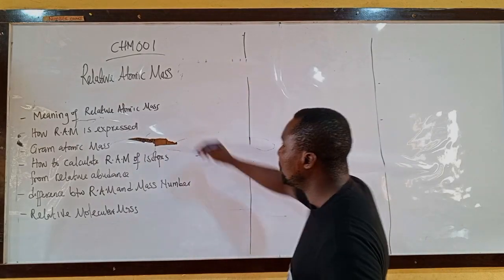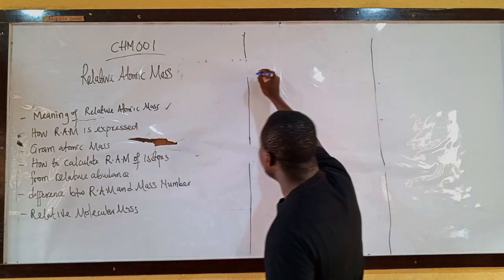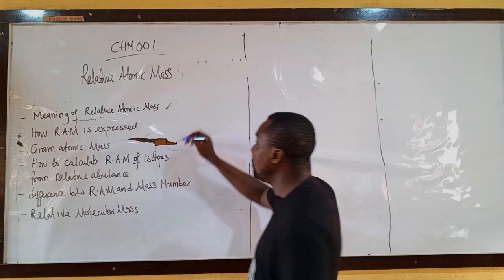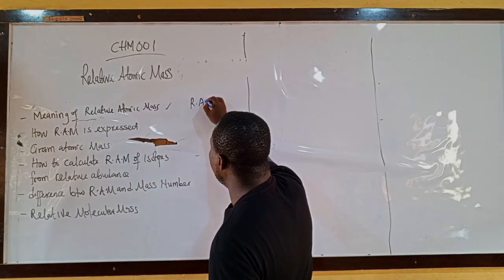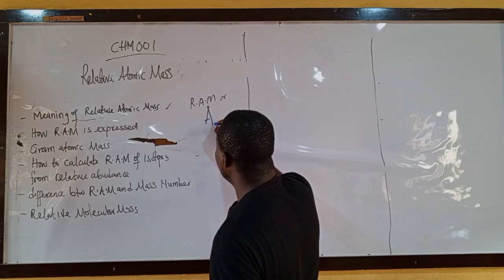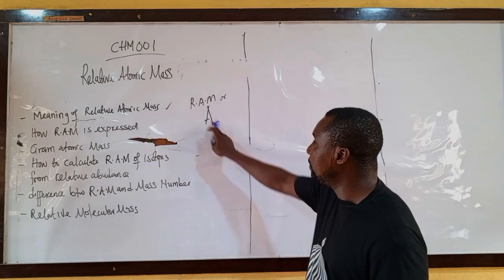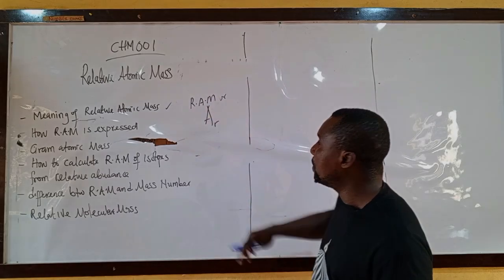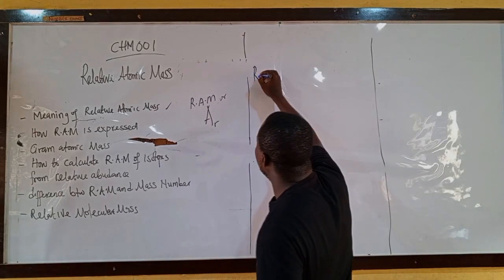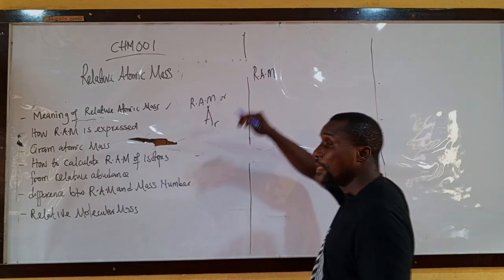Let us start with the first one. What is relative atomic mass? The symbol for relative atomic mass is RAM, or you can use A, small letter r. Relative atomic mass. What is relative atomic mass?